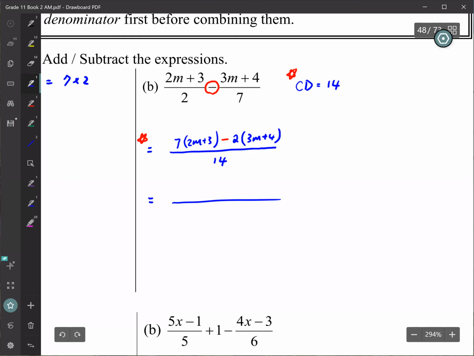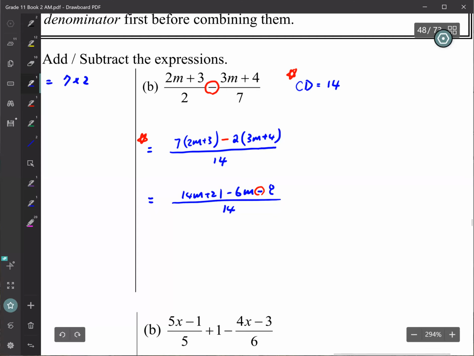So we can expand the top. Colin, how do we expand the top? You just multiply it. Yeah, so for example, the first bracket becomes 14m plus 21. And for the second bracket? Negative 6m minus 8. So the key part you need to watch out for is the minus. It will go in. It makes it minus 8.